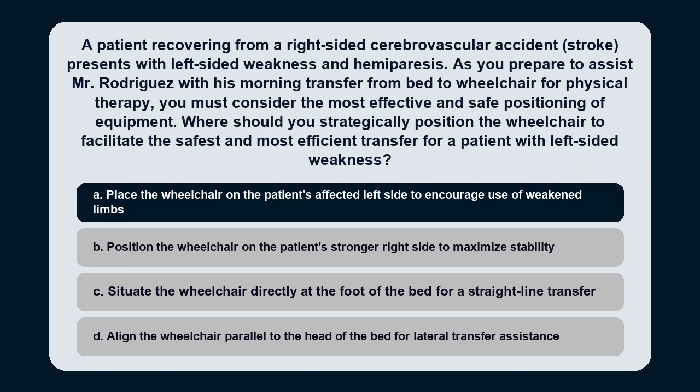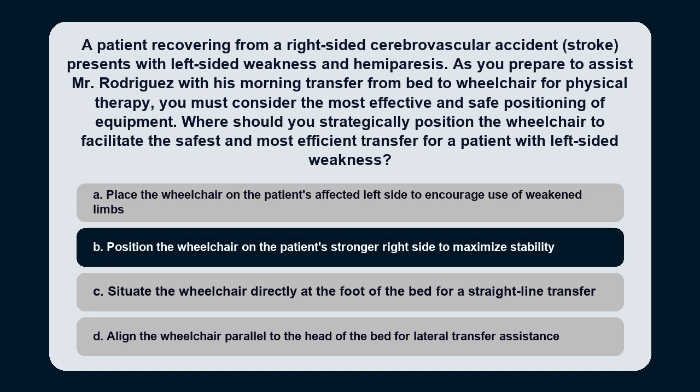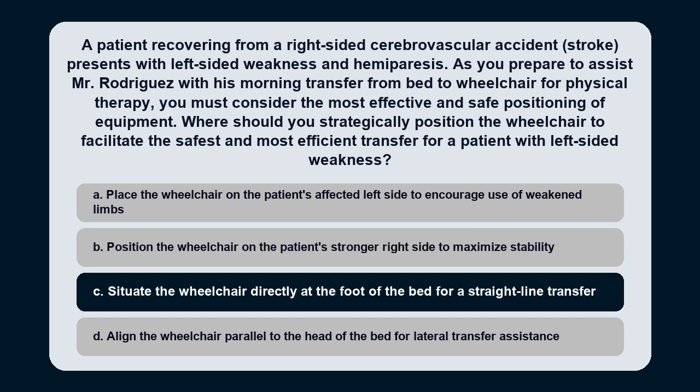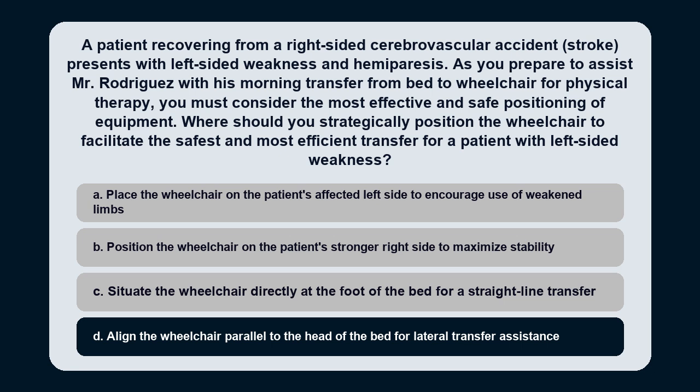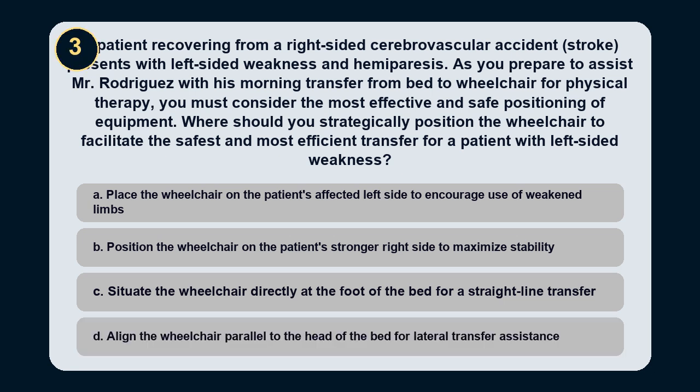Option A. Place the wheelchair on the patient's affected left side to encourage use of weakened limbs. Option B. Position the wheelchair on the patient's stronger right side to maximize stability. Option C. Situate the wheelchair directly at the foot of the bed for a straight-line transfer. Option D. Align the wheelchair parallel to the head of the bed for lateral transfer assistance.